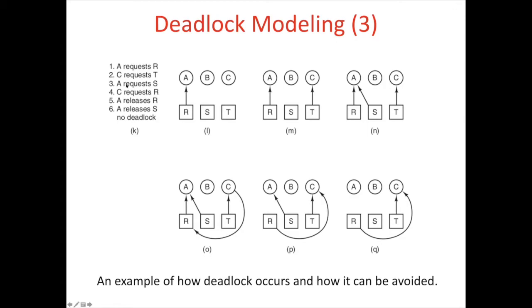Here the order of the requests is changed. First A requests R and it is assigned. C requests T and it is assigned. And before B requests S, A requests S, and it is given to process A. Then C requests R, A releases R, A releases S, and then there is no deadlock in the system. If B later requests the resources, it will be able to use them.